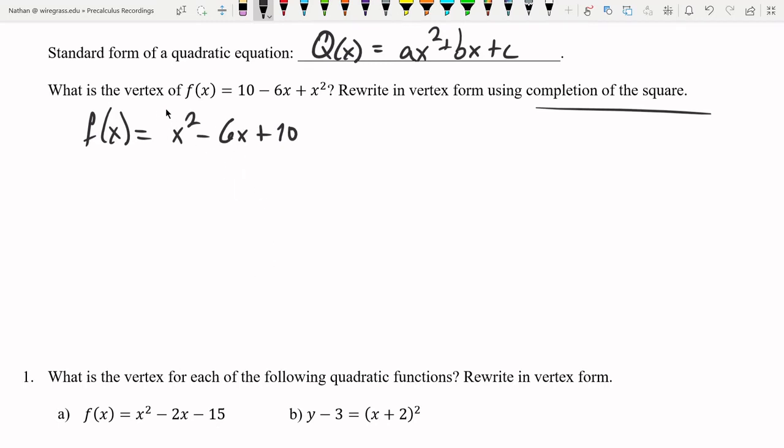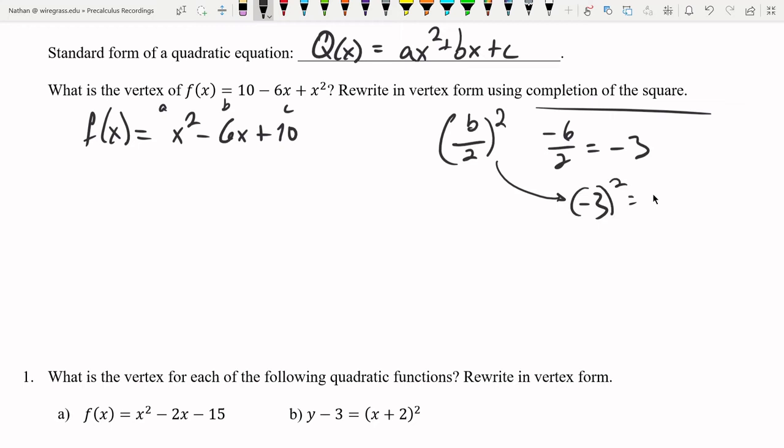So we have, of course, a, b, and c. b we're going to divide by 2. So in this case, b is -6, divided by 2 is -3. Then we're going to take that number and square it. -3 squared equals 9. Okay, we do this because we want to add and subtract this special number right here.